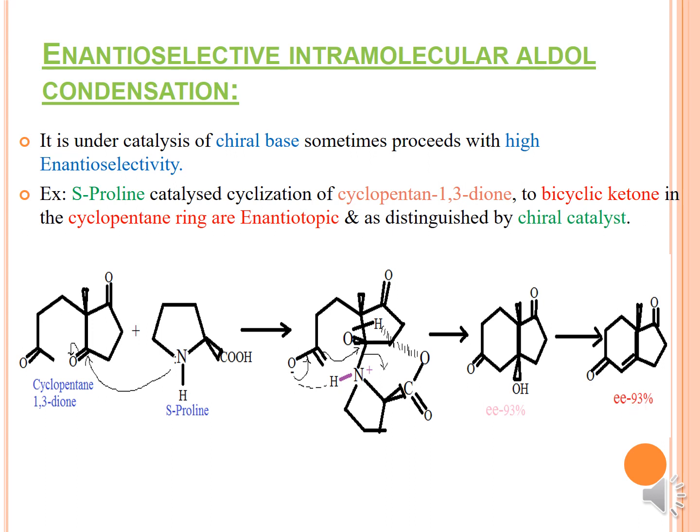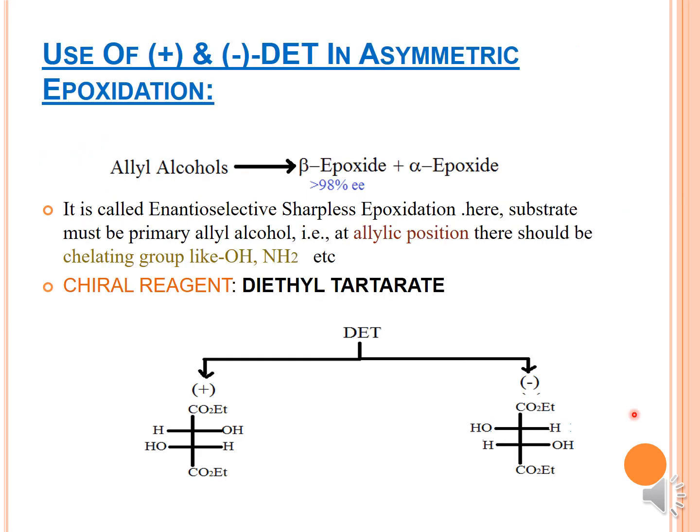So moving on to the next reaction, it is the use of plus and minus DET in asymmetric epoxidation. This video is very important from your exam point of view, okay? In this, when an allyl alcohol is treated with the Sharpless conditions, there is a generation of two epoxides. One is your beta epoxide, one is your alpha epoxide. If it is a beta epoxide, that is your major product because it has the high yield of enantiomeric excess.